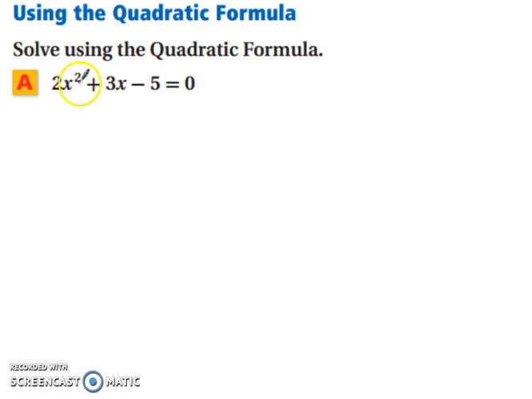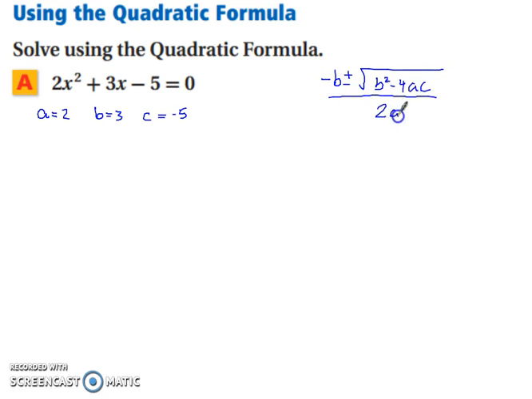So we have 2x squared plus 3x minus 5. Our a value is 2, our b value is 3, and our c value is negative 5. And now we're going to substitute these values into our quadratic formula. So in case you're forgetting, it is the opposite of b plus or minus the square root of b squared minus 4ac, all divided by 2a.